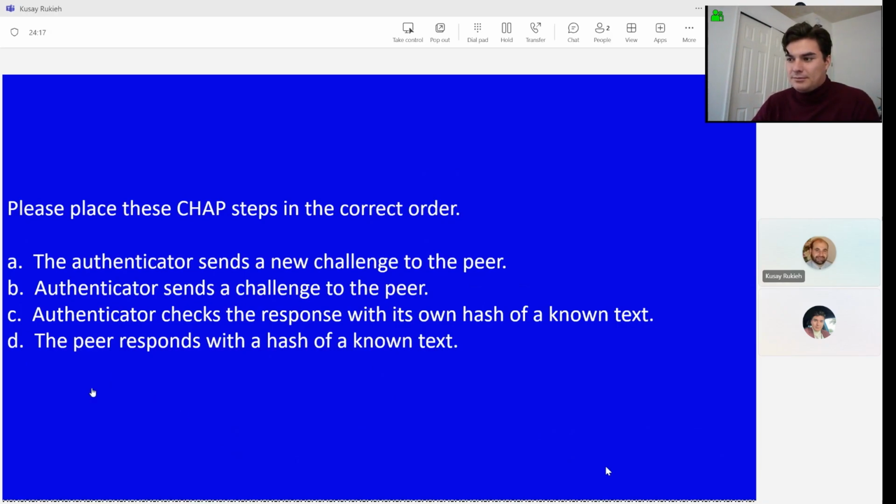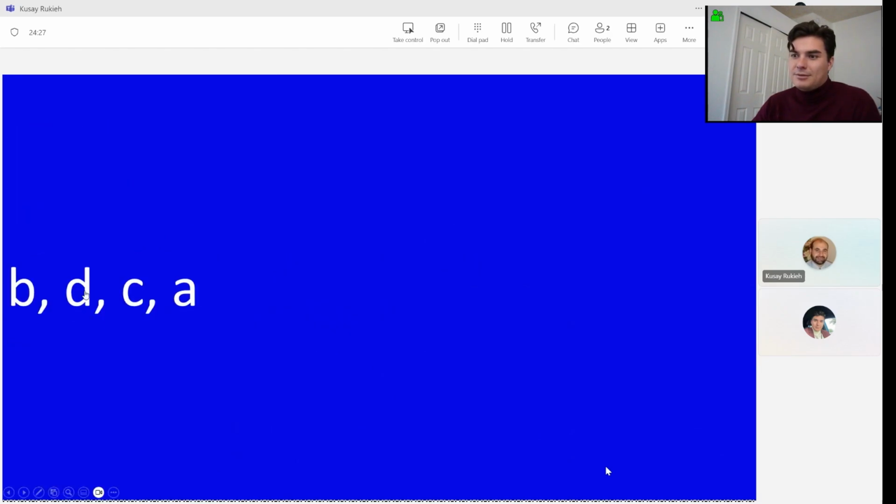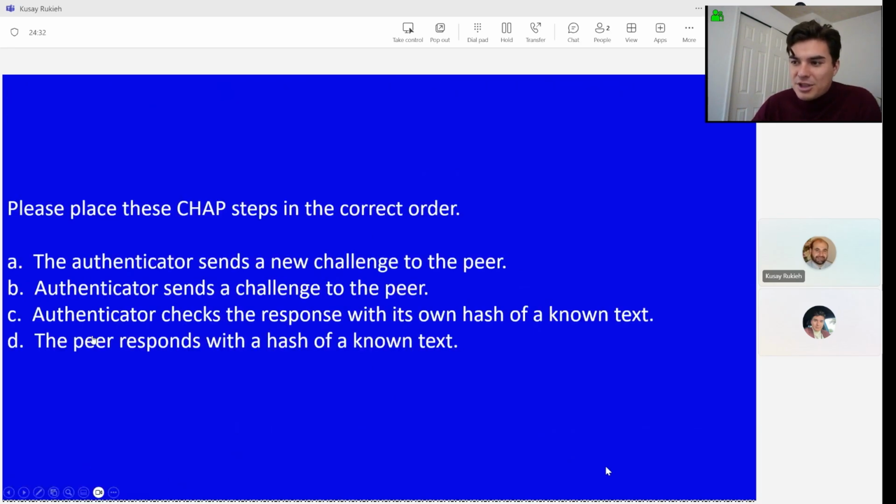So if you organize these in the proper order, it's not only one. You're going to organize these in the proper order. So the order is going to be B, D, C, A. The authenticator sends a challenge to the peer. The authenticator checks the response with its own hash of unknown text. The peer responds with a hash of unknown text, and the authenticator sends a new challenge to the peer.